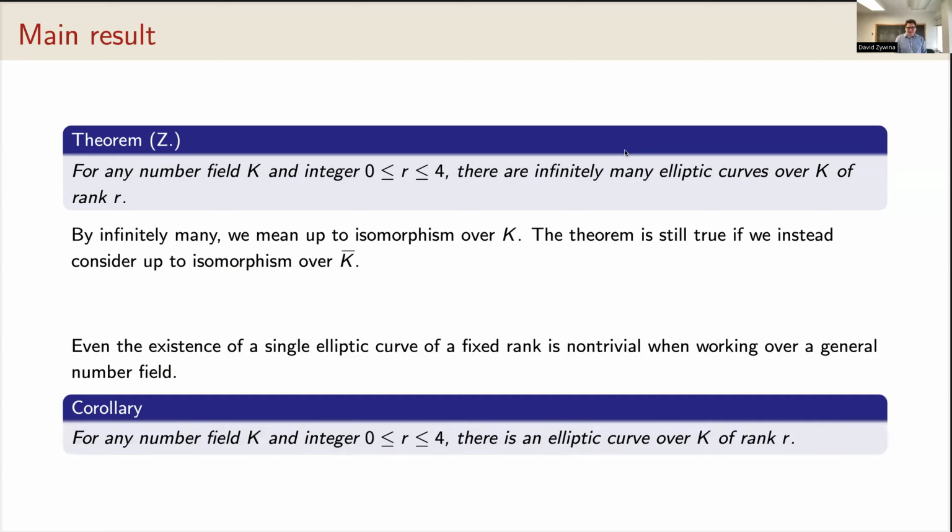And a very easy corollary is that for any number field K and an integer R from 0 to 4, there is an elliptic curve over K of rank R. And up until this year, this would have only been known in the case R equals 0, which is kind of surprising because you sort of think half of elliptic curves over a number field should have rank 1, and only this year have we been able to prove that for any number field there is an elliptic curve of rank 1. The corollary is not very interesting over Q, but for a general number field, even just the existence of these guys is new.